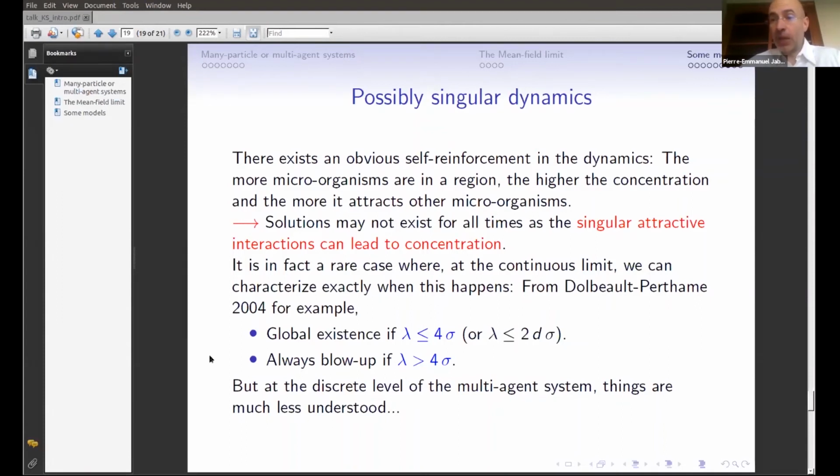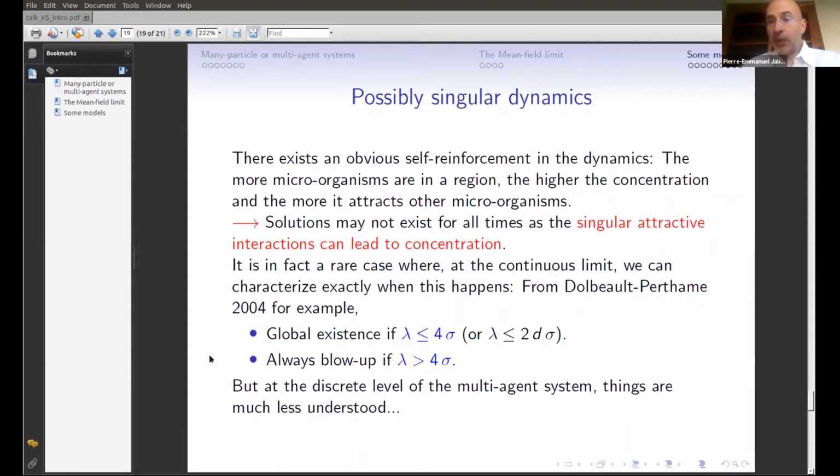So you have to compare lambda with sigma. And here, with the rescaling that I have done, the comparison is between lambda and 4 sigma, which actually corresponds to the critical mass that is 8 pi. If you do another rescaling where now rho bar doesn't necessarily have total mass 1, but you've rescaled the strength of the interaction and the diffusion, that's the same critical regime. If the diffusion dominates, so if lambda is less than or equal to 4 sigma, you have global existence. And if the advection dominates, so lambda is strictly larger than 4 sigma, then you always have blow-up in finite time.